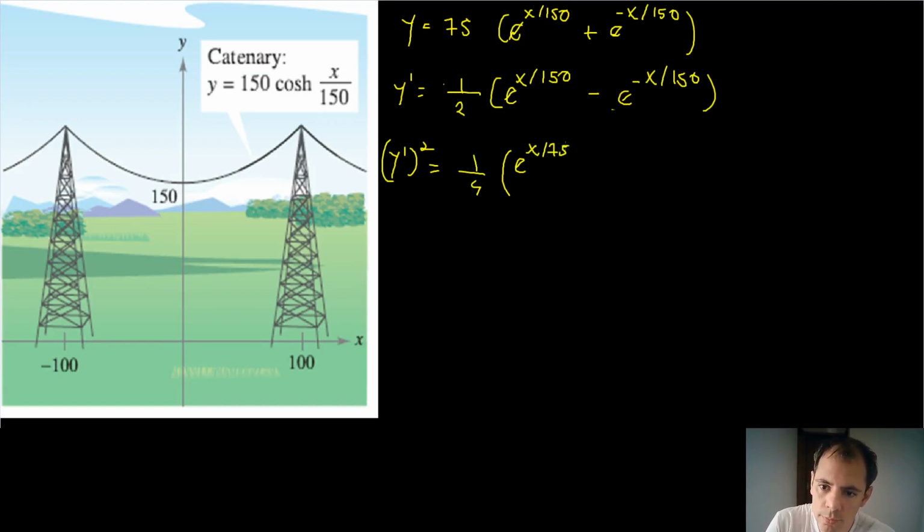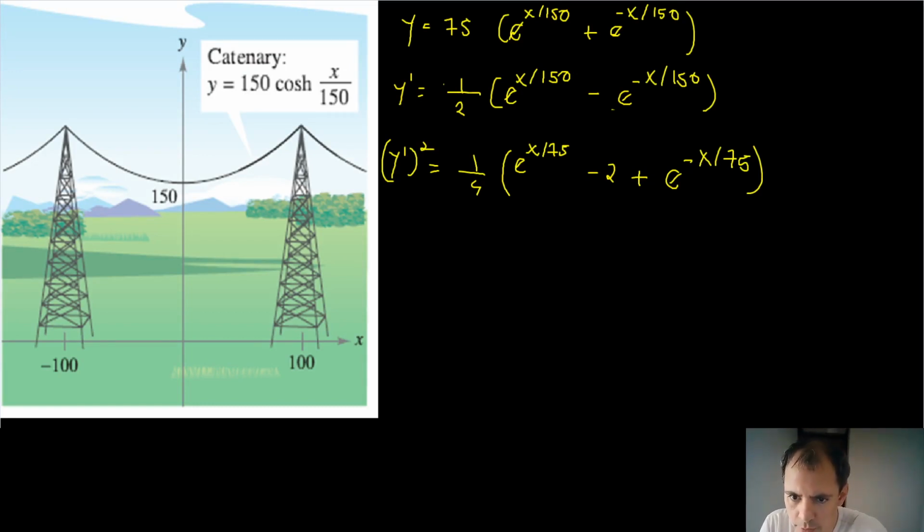So, like so. Minus twice, 2 times this. If you're multiplying this stuff by this stuff, because the bases are the same, you add. So x divided by 150 minus x divided by 150 is 0. e to the 0 is 1. So it's just minus 2 in there. And then you have to put a plus and you multiply this thing here. So it'll be e to the minus x divided by 75.